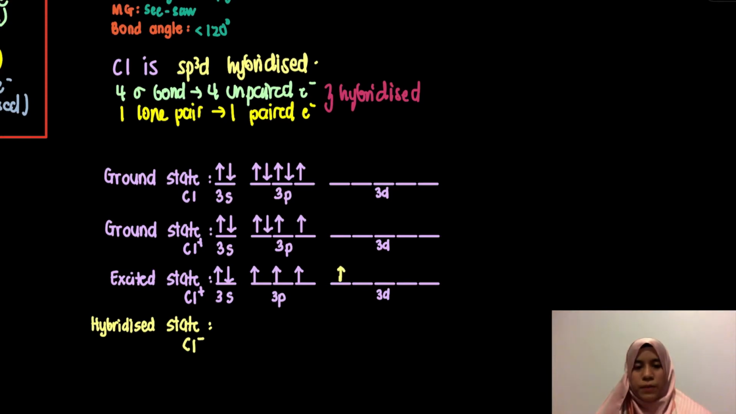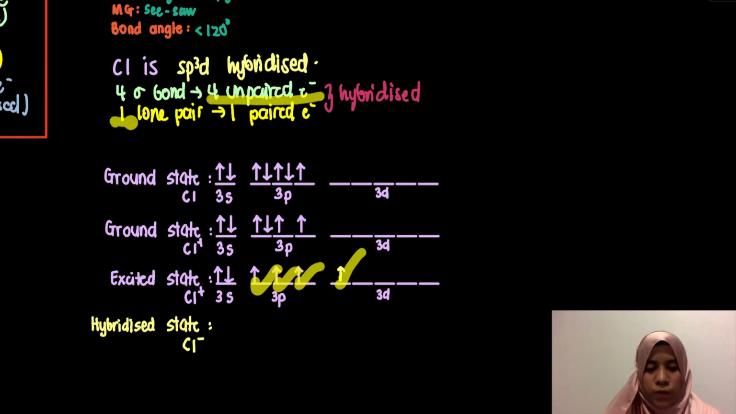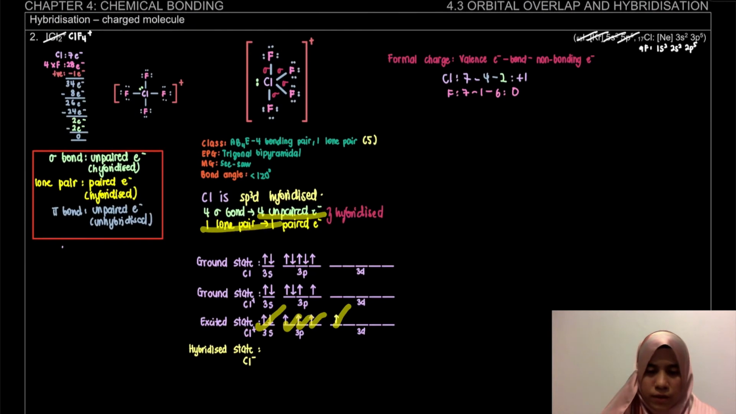So, what will happen? We will get sp3d hybridized. So, tengok, betul tak? We have 4 sigma bonds. So, it means that we have 4 unpaired electrons lah. 1, 2, 3, 4. And then 1 lone pair, 1 paired electron. So, dia sama. Dia synchronize with this Cl based upon our molecular geometry.